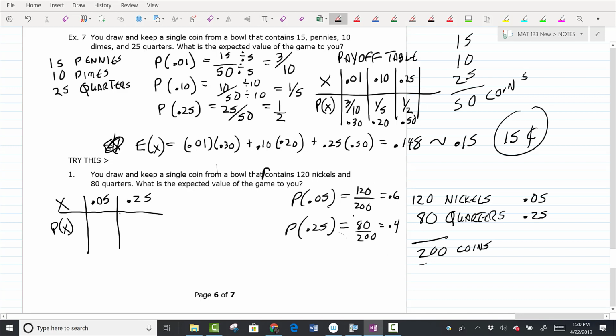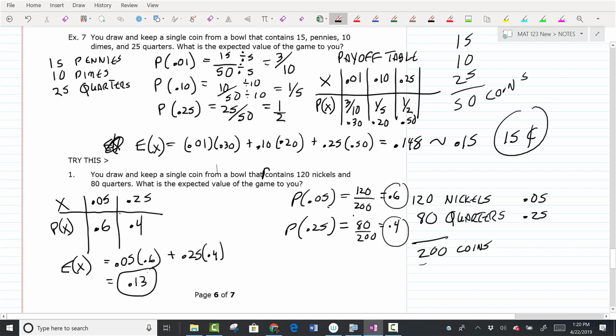For quarters, there's 80 quarters out of 200. That's 0.4. Notice these two numbers, 0.6 and 0.4, add up to 1. So in your payoff table, you would have 0.6 there, 0.4 there, and then your expected value goes like this, like we've been doing. You just do 0.05 times 0.6, and you can do it all in one step on your calculator. And if you do that, I think I got 13 cents.